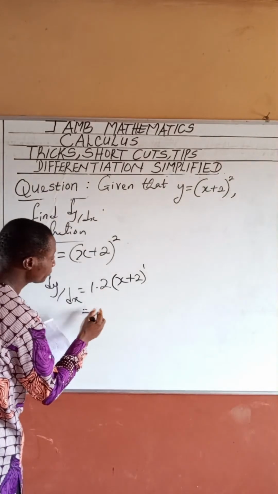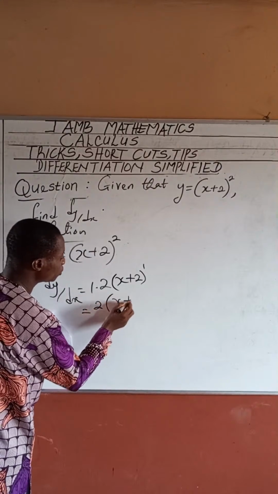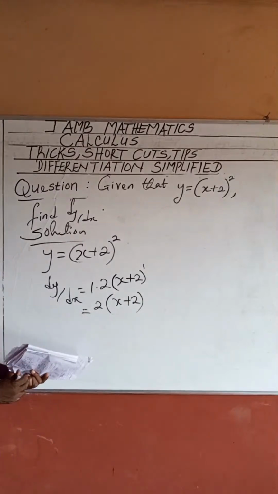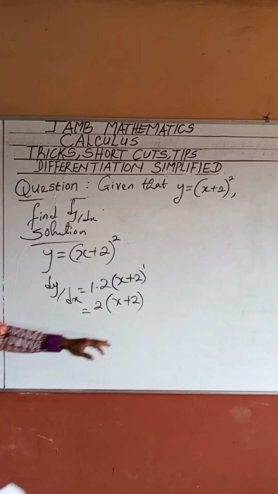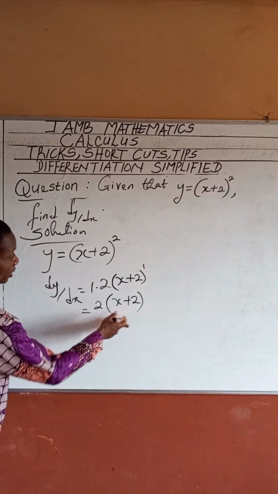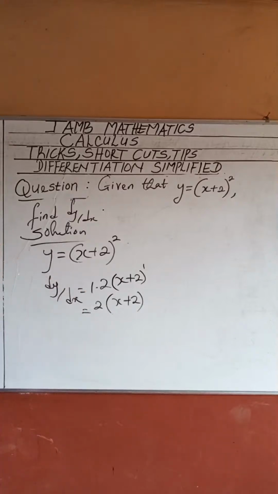So 1 times 2 is 2. Okay, open bracket, x plus 2. We can open the bracket if we wish, but it's not necessary, except if the question demands that we open the brackets. But factored method is better. Okay, the factored end is better. So any question? Are you with me? I hope we are following.